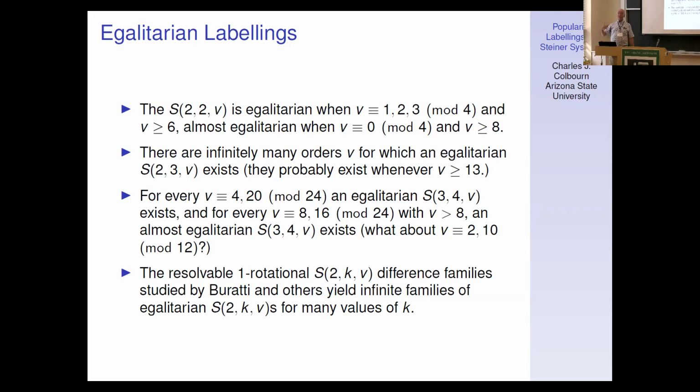Well, let's go to larger block size instead. So S(2,4,v), S(2,5,v), and so on. Well, there, Marco Buratti and a cast of many people have worked over the years on one-rotational resolvable difference families. And they give a substantial number of examples of egalitarian systems for S(2,k,v)s with various values of k. So there's a lot done here.